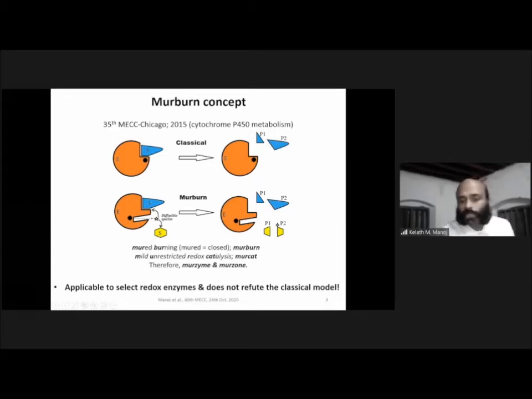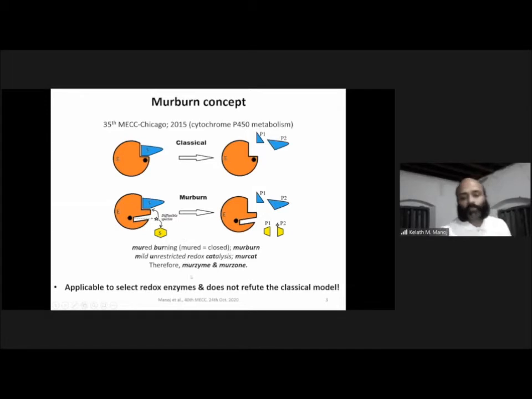Since this occurs in closed environments within the organelles, I call it Murburn. This is also a mild unrestricted redox catalysis, so such a name, Murcat. Therefore, any enzyme that works by this methodology is called a Murzyme, and the region around the enzyme where there is a finite possibility to find a diffusible species is called Murzone.